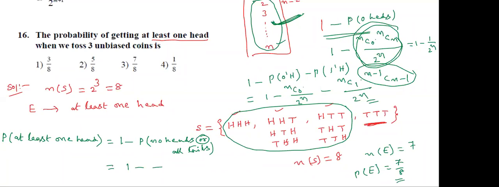1 minus. How many coins tossed? 3 coins. Out of 3 coins, 0 heads. That means all coins getting tails only, 3C3. Okay, now calculate this. 1 minus 3C0 is 1, 3C3 also 1, 1 into 1, 1. 2 cube, 8. 1 minus 1 by 8, 7 by 8. This is the answer. Or you can follow the shortcut method also, no problem. So finally, which option is correct? Third option.